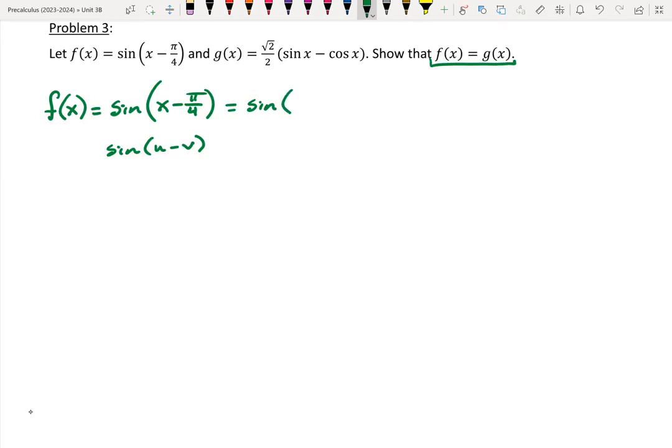Sine of, well, that would be sine of u, right? And what is our u? x. And then sine of u times cosine of v, which in this case, yes, is pi over 4. And then for this one, would I add or subtract? So minus, what would I subtract? Cosine of u, or in this case, cosine of x, times sine of v, or pi over 4.